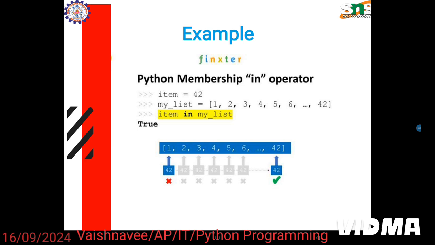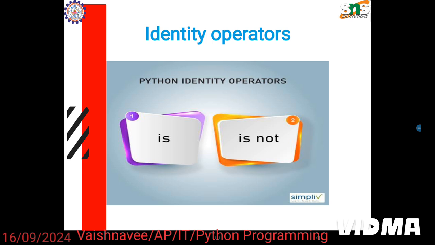So here we have item equal to 42. My list is equal to 1 to 42. I am going to check item in my list. The in is the operator which I use. It will check each and every element in the list, starting from 1, 2, 3, until the end of the list. Since it finds the 42 at the last, it will give true. If it is not found, it will give false.